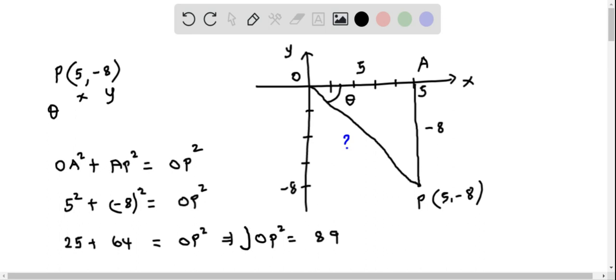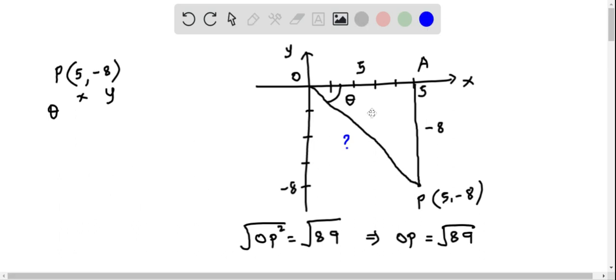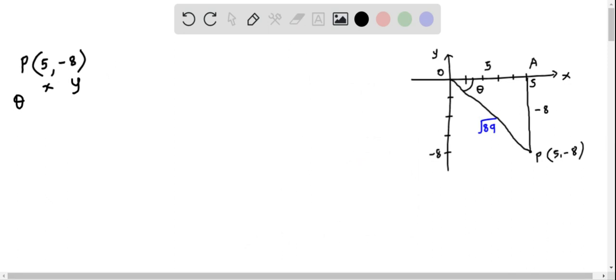To determine OP, we take the square root on both sides. Therefore OP equals square root of 89. This is the simplest form, since it cannot be factored and 89 is not a perfect square. So we will keep OP as square root of 89, and we mark this OP as square root of 89 in the diagram. So this is square root of 89.